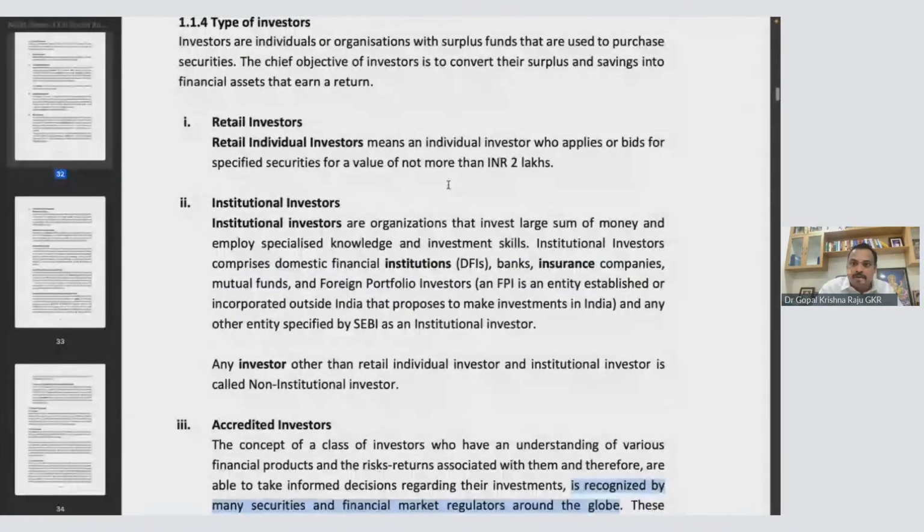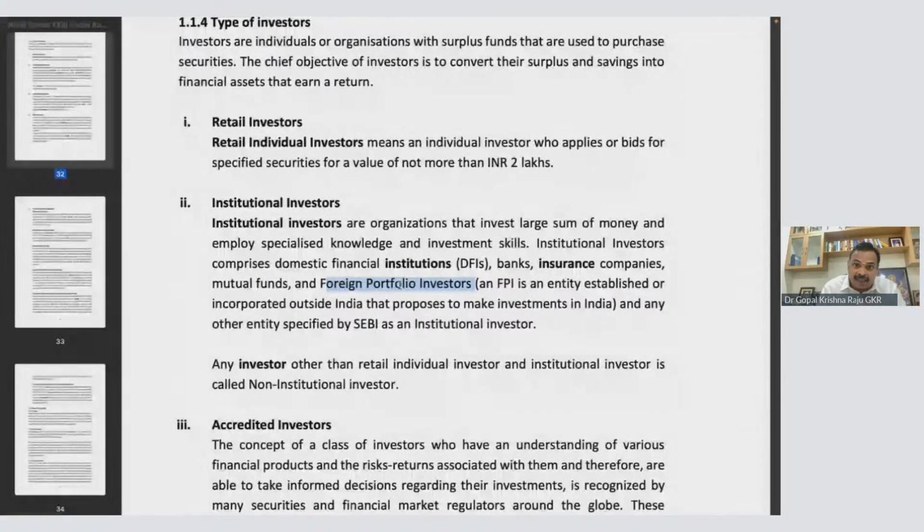Examples are called domestic financial institutions. Banks are institutional investors. Insurance companies are institutional investors. Mutual funds are institutional investors. Then there are foreign portfolio investors. They have funds invested by various investors, and these FPIs will invest in Indian markets. So it is huge money. They are called institutional investors, and they are all accredited by regulators.